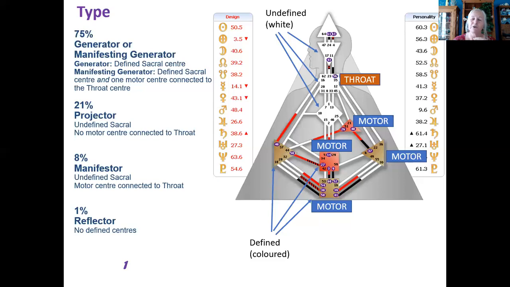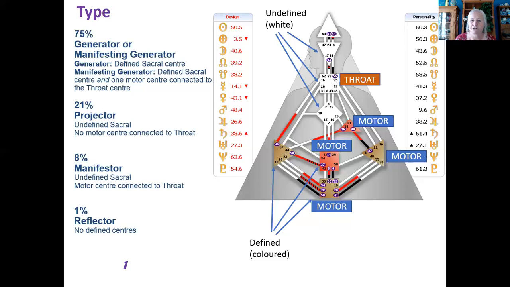Once you've found out your type, you can go and search for that online. There is lots and lots of information about what it means to be a generator, what that means for your aura, what it means for how you live in this world. Similarly, for manifesting generator, there is a subtle difference between the two. So if you don't have a defined sacral center, then you will be one of these other types.